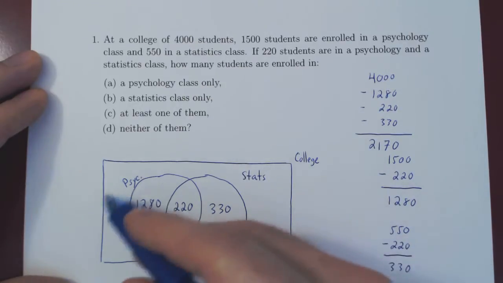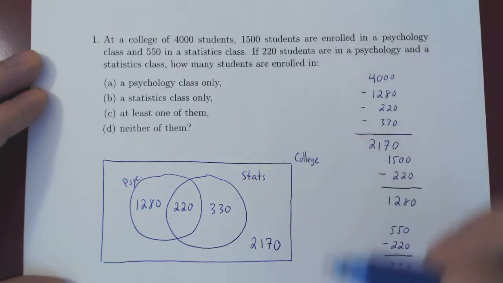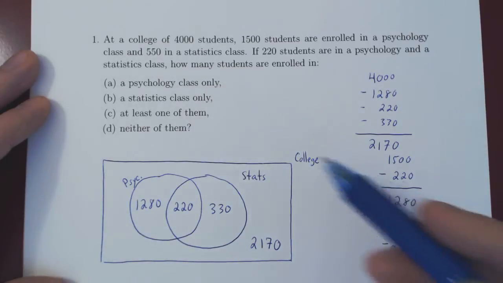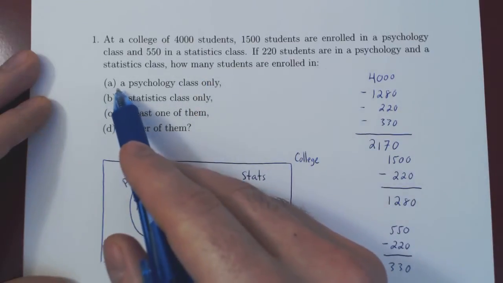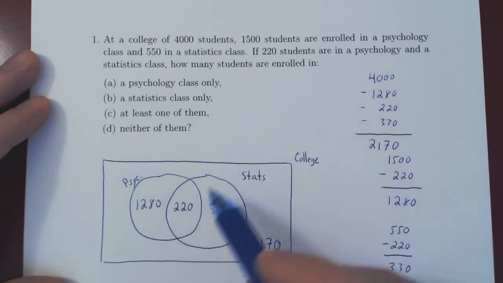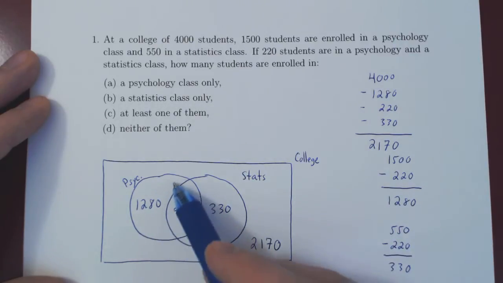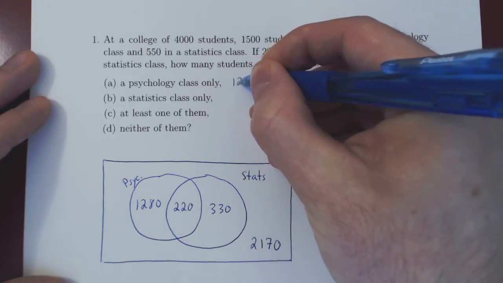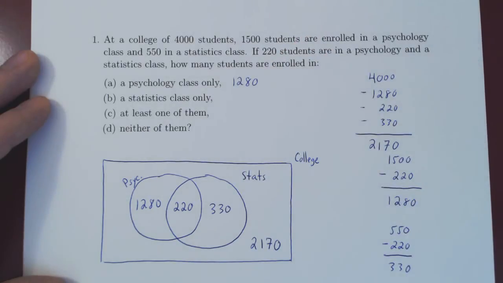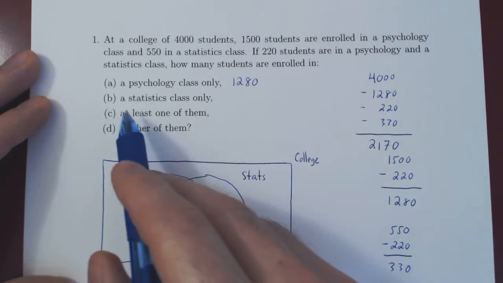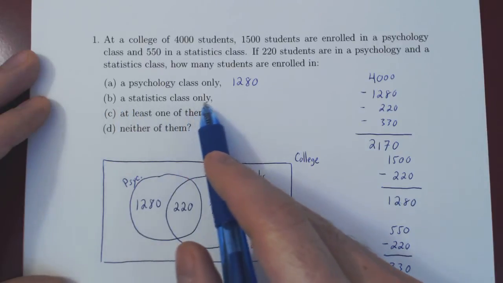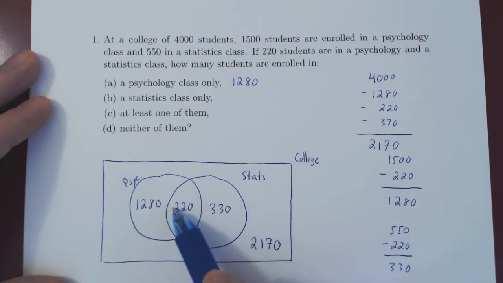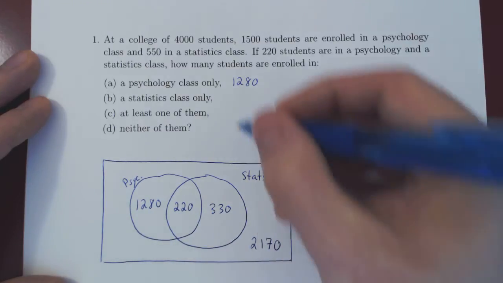And now we have a complete Venn diagram that corresponds to the given situation. And then we can easily answer each question. We are asking how many students are enrolled in a psychology class only. So it is this region, right? Psychology, but not statistics. So this is 1,280. B, in a statistics class only, well, it is this region, as you cannot be in a psychology class. So 330.